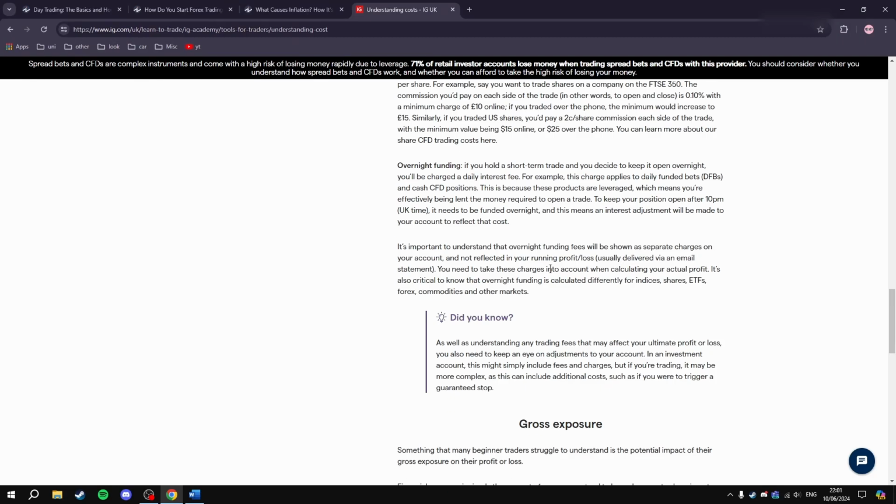For example, say you want to trade shares on a company on the FTSE 350. The commission you pay on each side of the trade, in other words open and close, is 0.10%, with a minimum charge of £10 online. If you traded over the phone, the minimum would increase to £15. Similarly, if you traded US shares, you pay a 2 cent per share commission each side of the trade, with the minimum value being $15 online or $25 over the phone. You can learn more about our share CFD trading costs here.